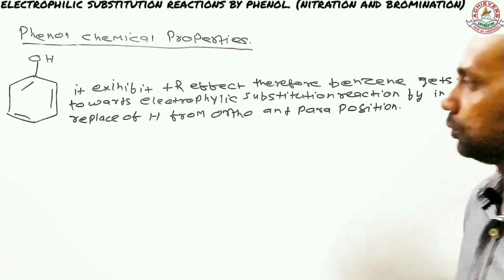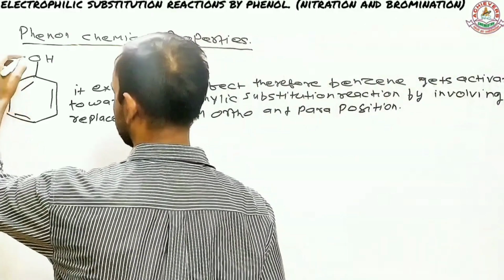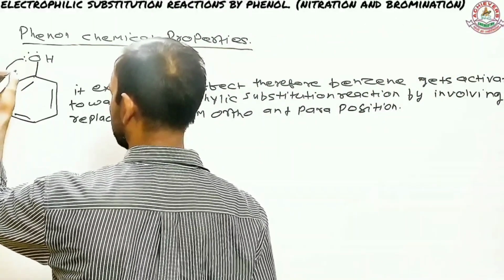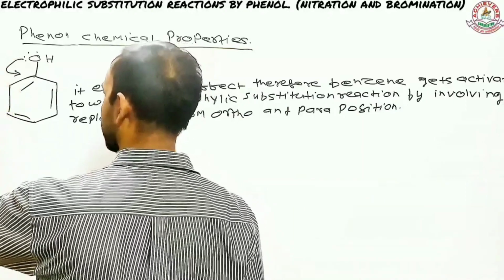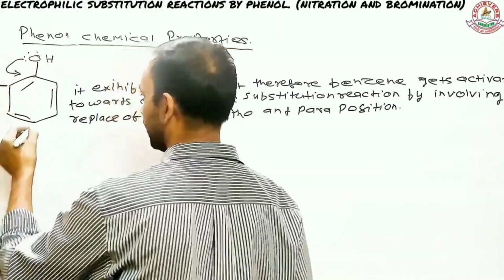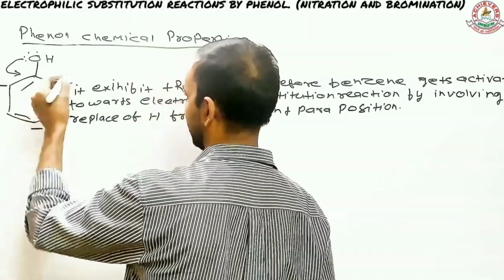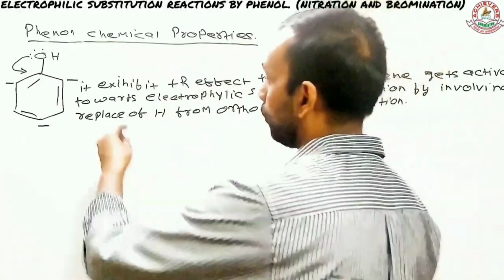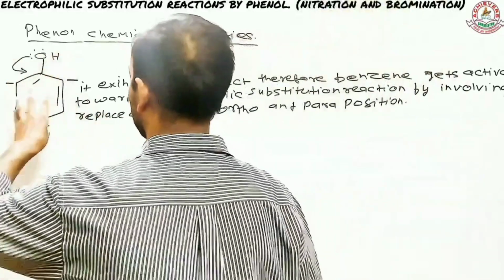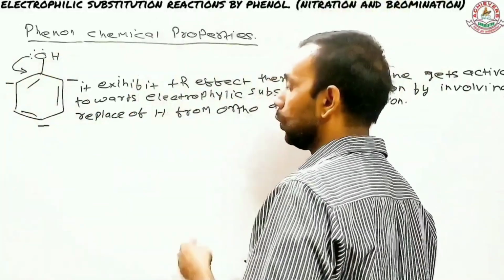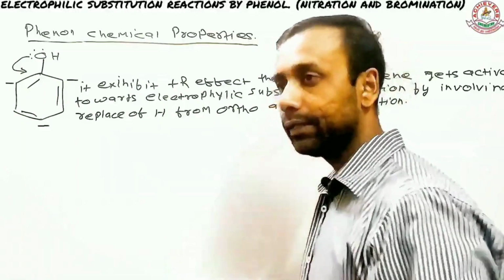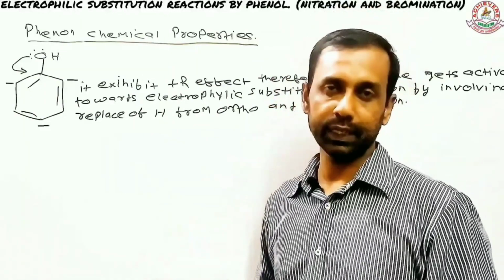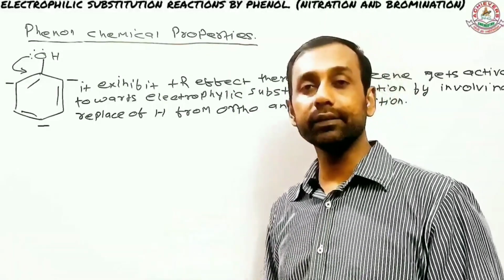Let me explain here again. Since phenol exhibits movement of electron towards benzene, negative charge develops either on this side or on this side or on this side. So probably you do know that these are ortho positions and that one is a para position. When phenol undergoes chemical reaction, it can add an electrophile by removing the hydrogen itself, right? And this is what is called activation of benzene.